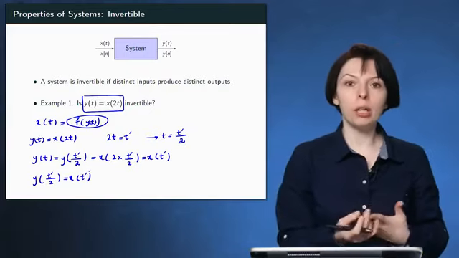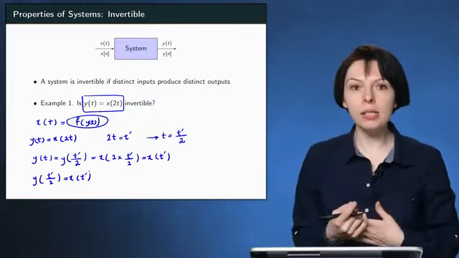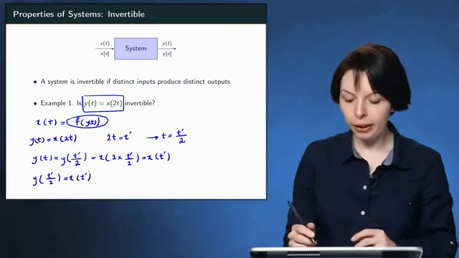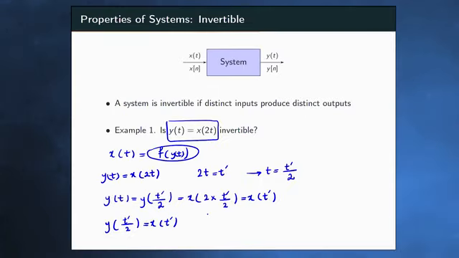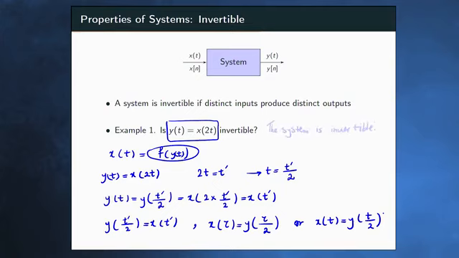T prime is just a dummy variable. I can name it something else. Let's name it tau if you like, or equivalently use the same t. So x of tau equals y of tau over 2, or I can say x of t equals y of t over 2. If I have y of t, I can use this relationship between y and x to extract x of t. So I found the inversion formula, and this system is invertible.